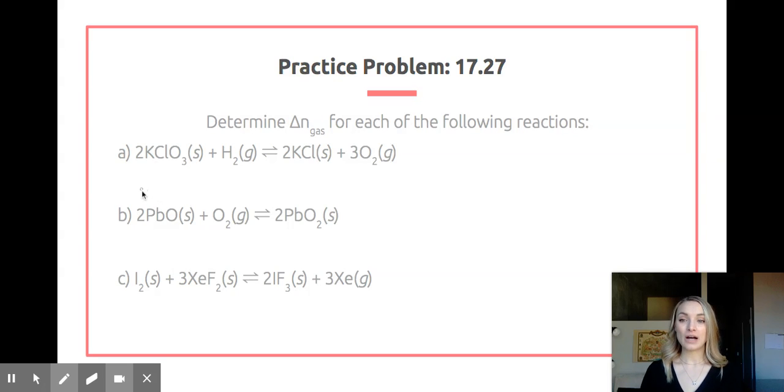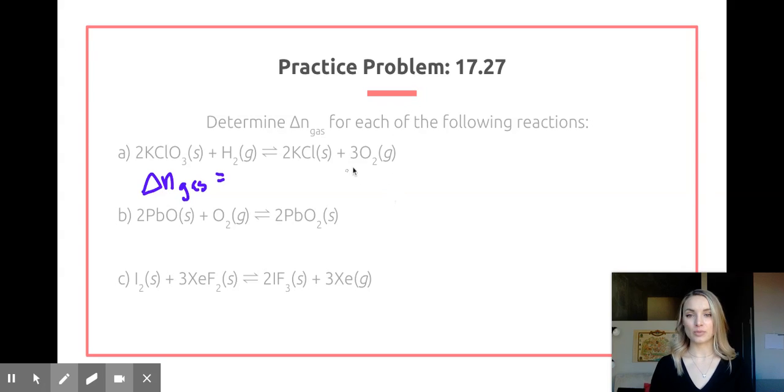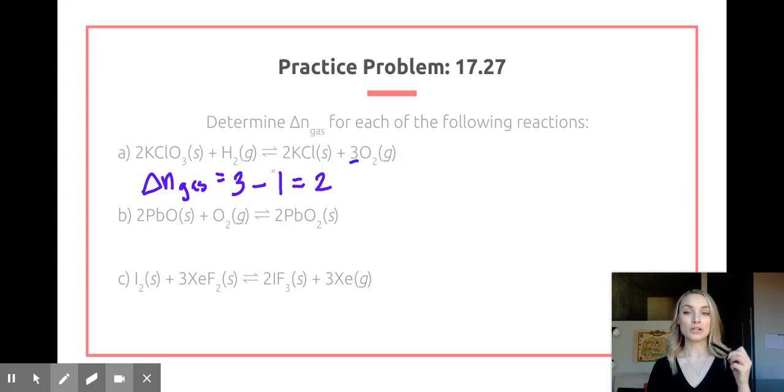So our delta n gas is going to be equal to moles of gases in our products, 3, and we're going to subtract from that moles of gases in our reactants. So we only have one gas, coefficient of 1. 3 minus 1 is equal to 2. So that would be the power to which we raise R times T if we were going to use this to calculate our equilibrium constant with respect to pressure.